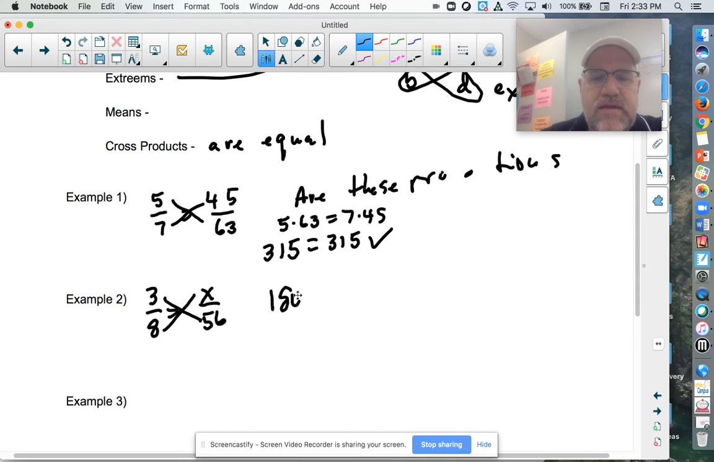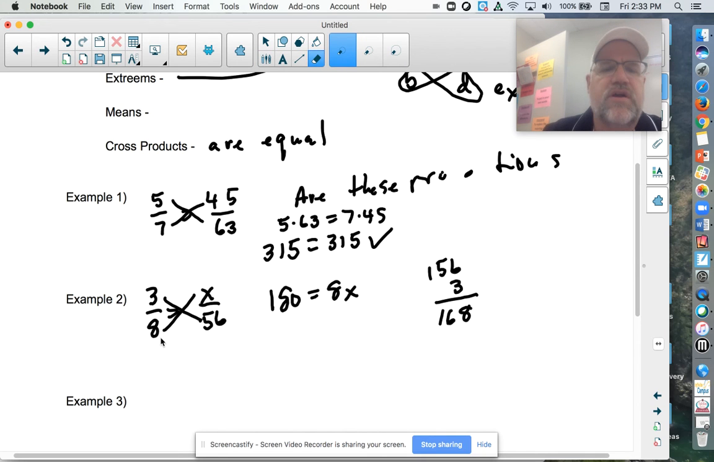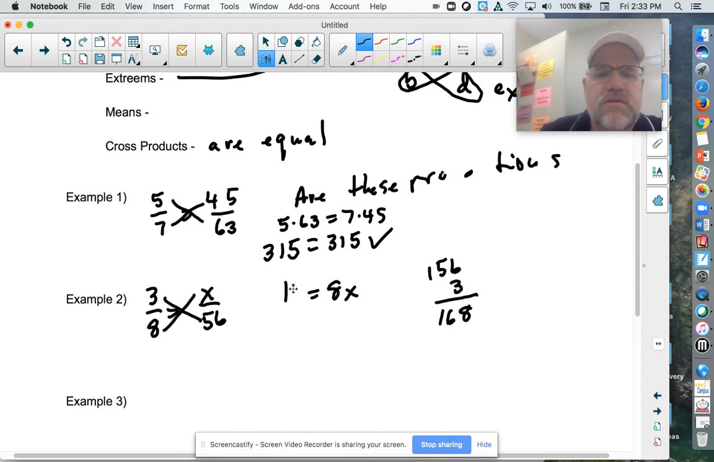180 will equal 8 times x. And now just so we know, is 56? I think I did that correctly. I got to check now. 56 times 3. Oh, it's not. I'm totally wrong. 3 times 6 is 18, and 3 times 5 is 15. 168. Whoa, I was totally off here. So this is not 180. This is actually 168. So we can see where I got that by cross multiplying this, 3 times 56, and that equals.